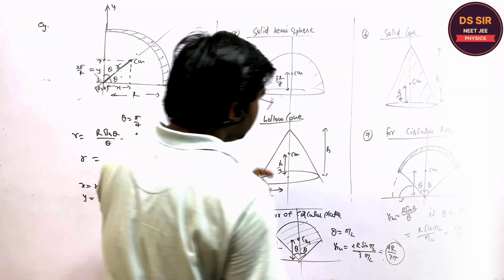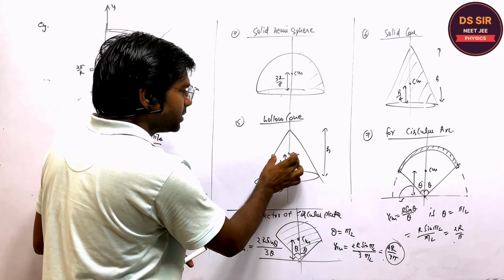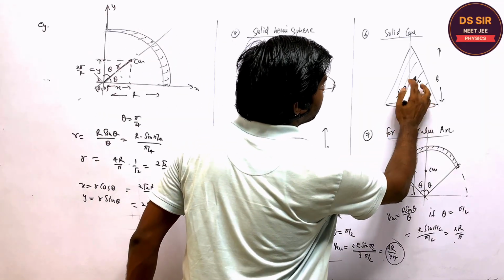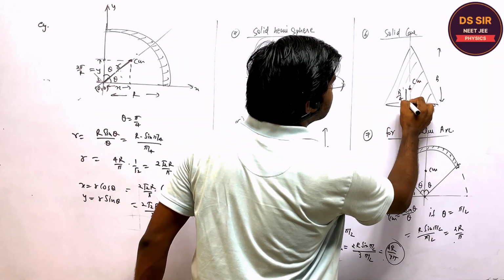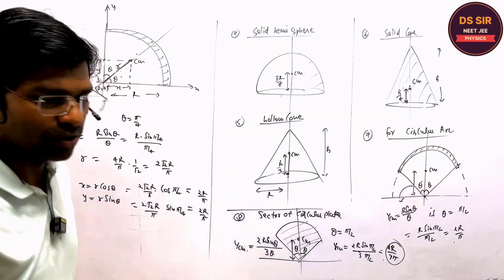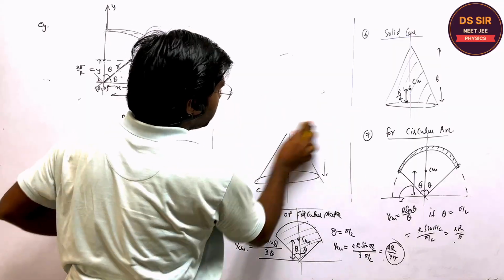Copy this. So please make the correction. The hollow cone's center of mass is at h by 3 and this is at h by 4, right? It is at a small distance, h by 3, h by 4. Is it clear or not? So this is the center of mass of this body.